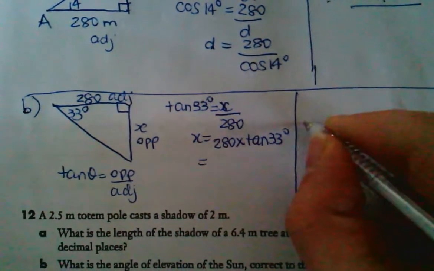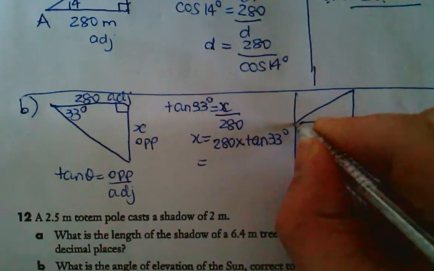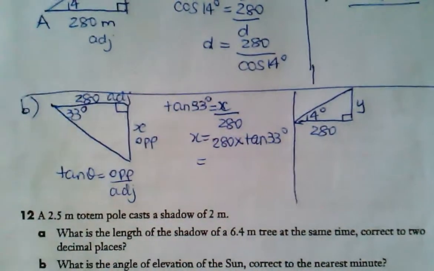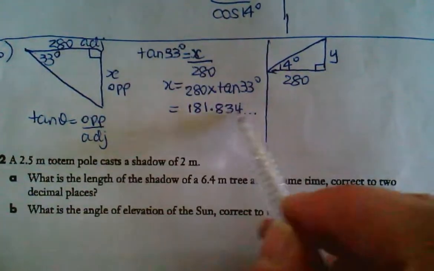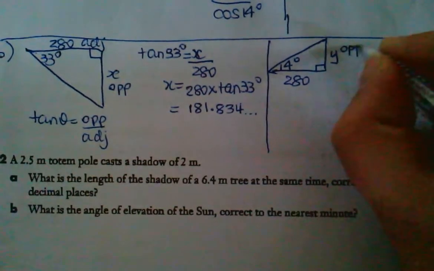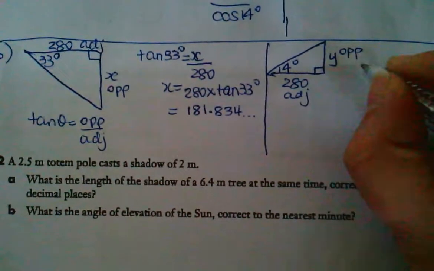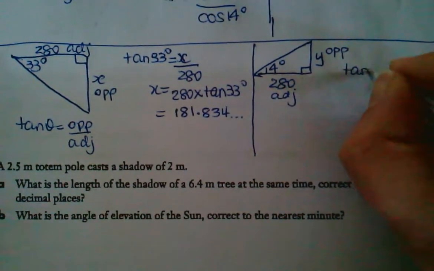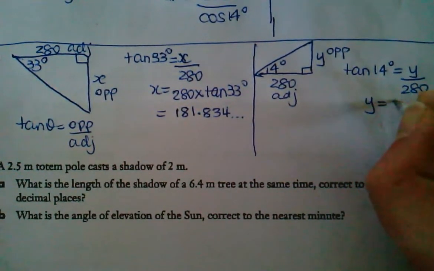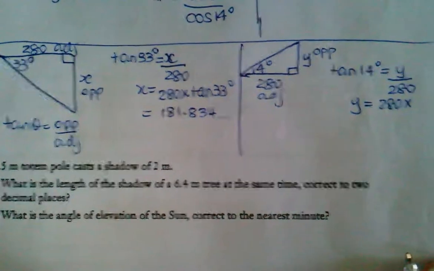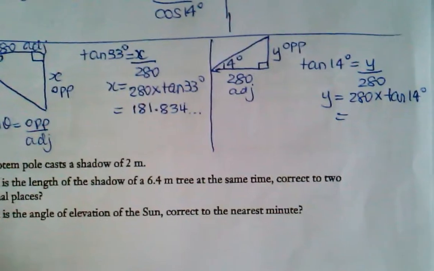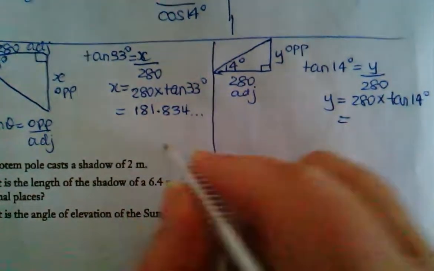You're then going to have to use that top triangle again and work out this distance y. Here for x is 181.834. Please don't round it off. You need to find y in this other triangle. Again, that's opposite, that's adjacent. It's going to be tan again. So we've got tan of 14 degrees is y over 280. Y is 280 times tan 14 degrees. And answer.